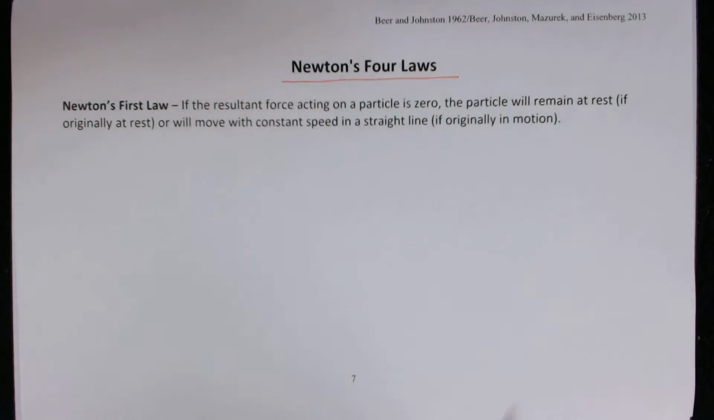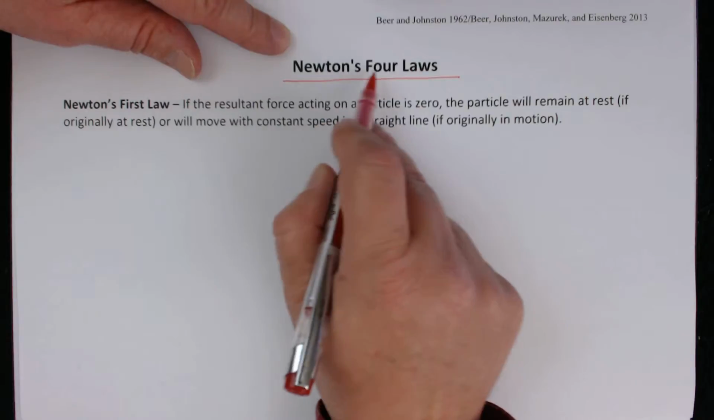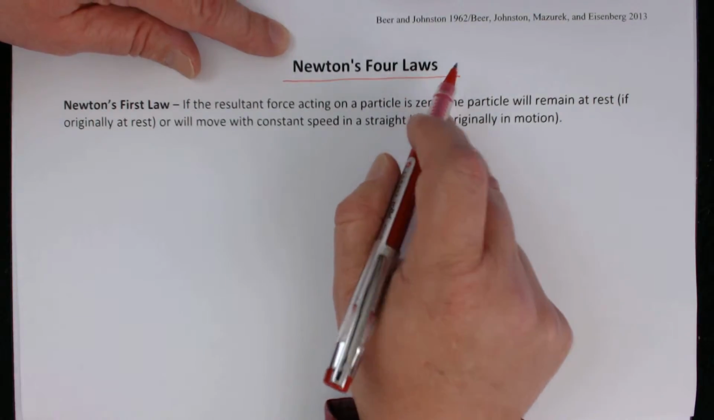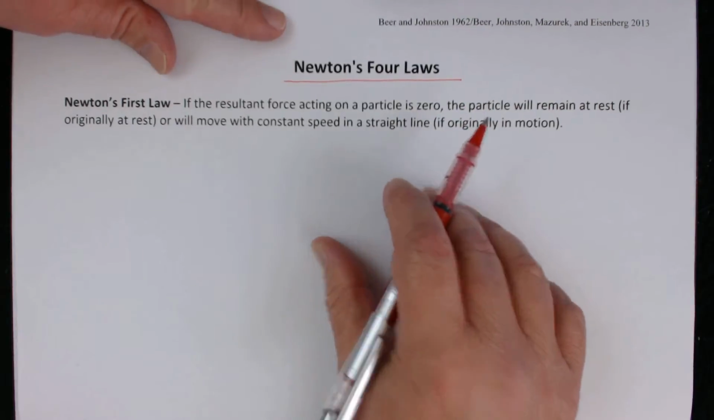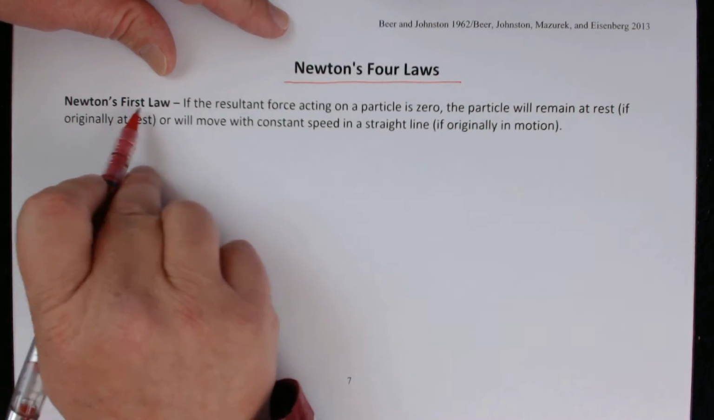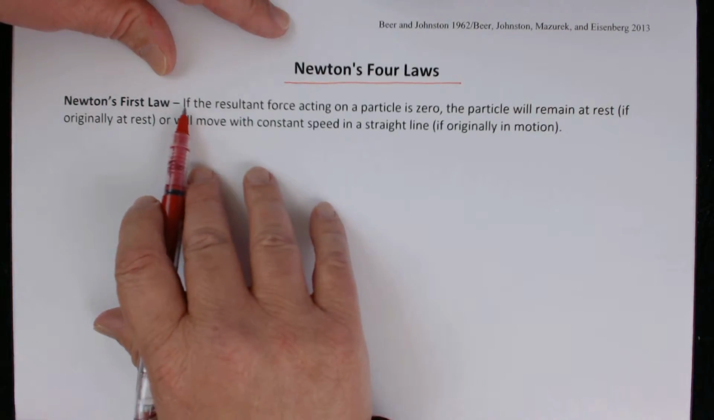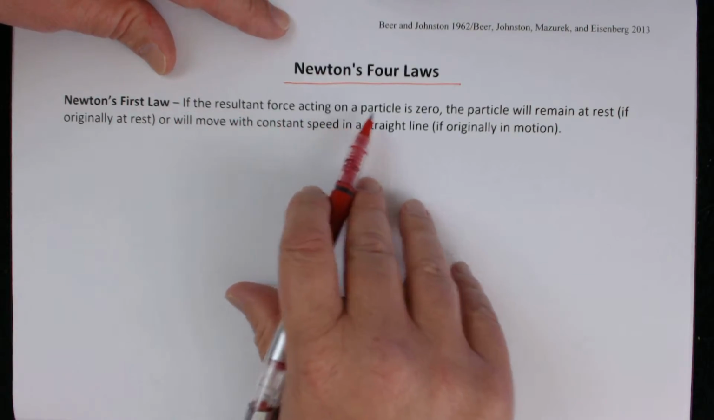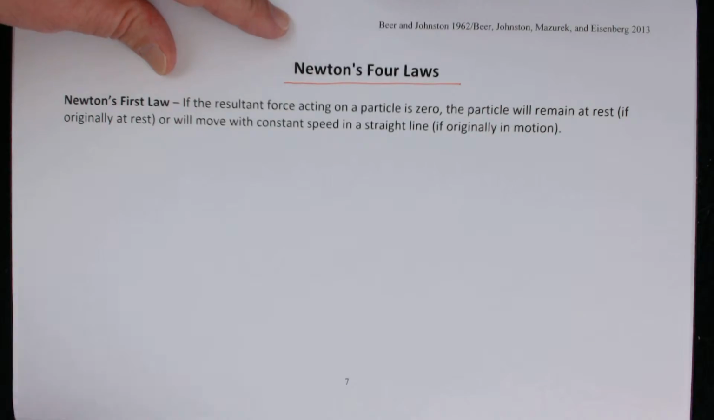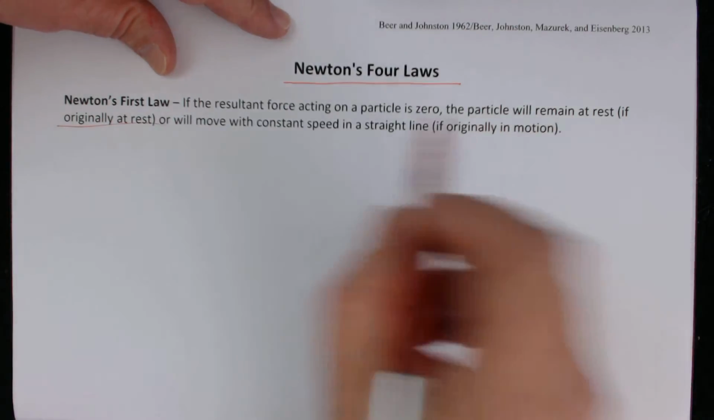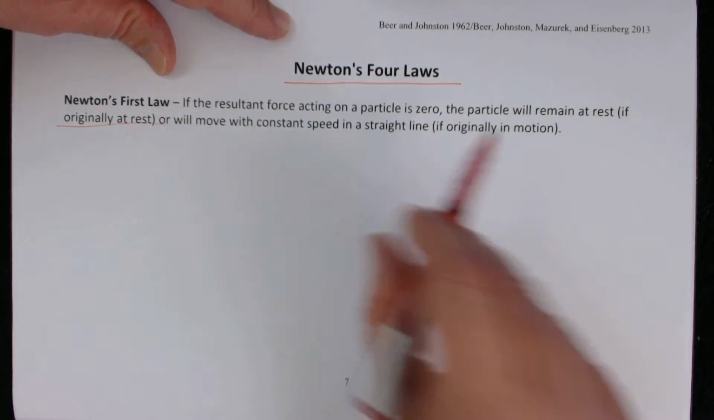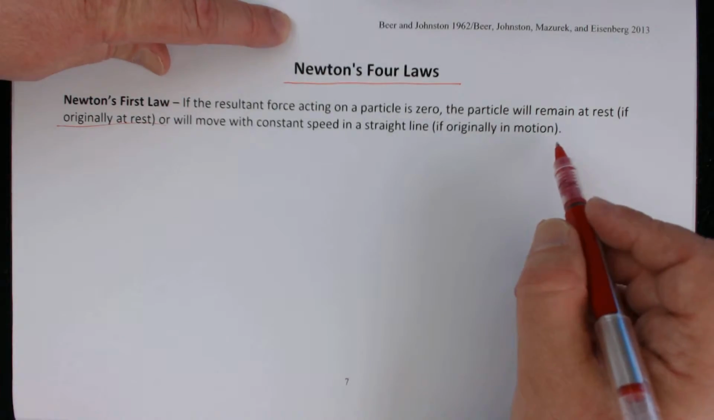See, so there, I was very careful here not to say Newton's four laws of motion. I just said Newton's four laws. And these are the four laws that we use. So let's jump into this. Newton's first law says if the resultant force acting on a particle is zero, the particle will remain at rest, if originally at rest, or will move with constant speed in a straight line if originally in motion.